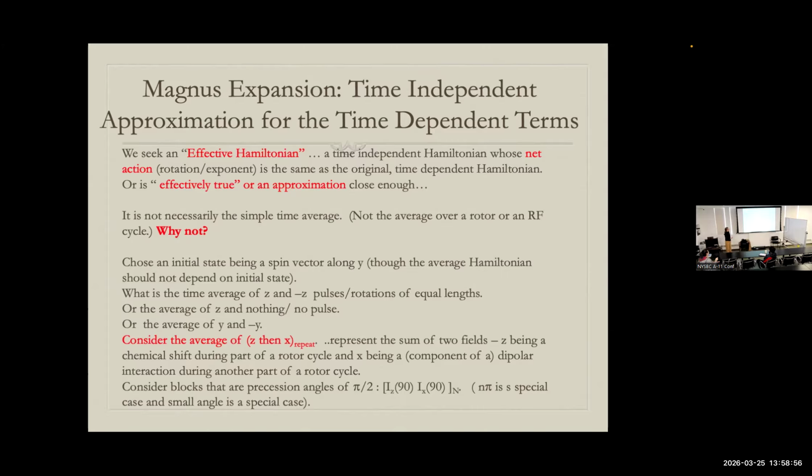Now, consider the average of a Z pulse and then an X pulse. Z and then X. You start with Y, and then I want you to do a Z and then an X. And I would prefer if you just use a 90, so we're all doing the same problem, because it turns out that a small angle is a special case and a 180 is. So let's just do a 90. Okay.